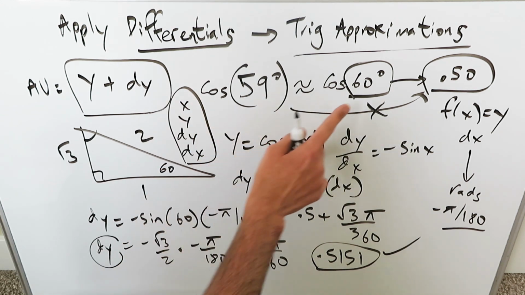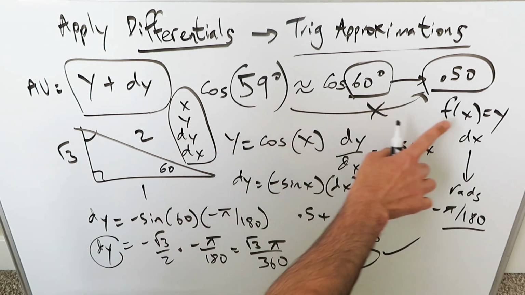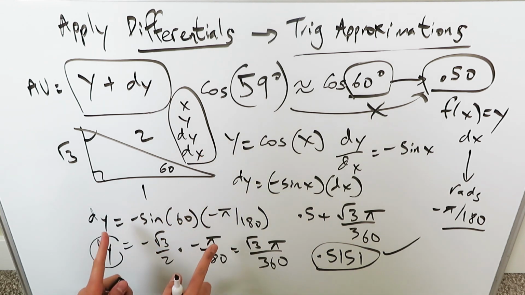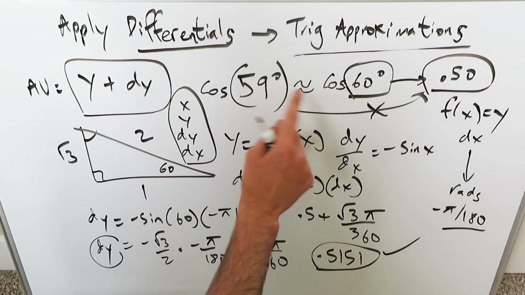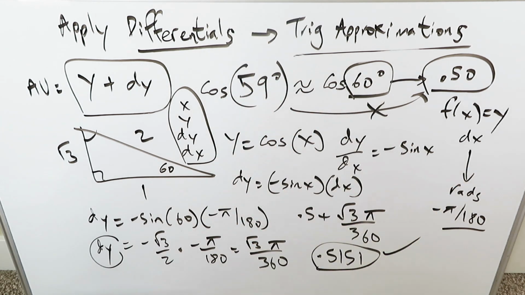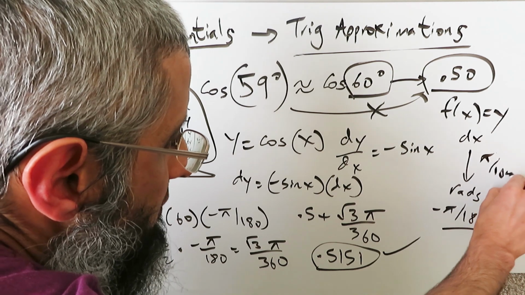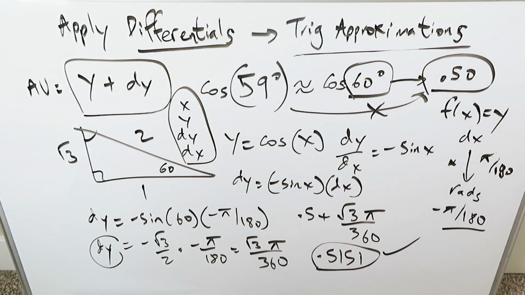X is your standard value, which was 60. Y is the output of that standard value running through your function, 0.5. dy is the result of your derivative. dx is the result of your increment, which you know to be minus 1, because from 60 to 59 is a minus 1, but you convert that into radians by doing a pi over 180 computation. You multiply a degree by pi over 180 to convert it into a radian, and this question is done. 0.5151 is close enough to cosine 59 degrees.